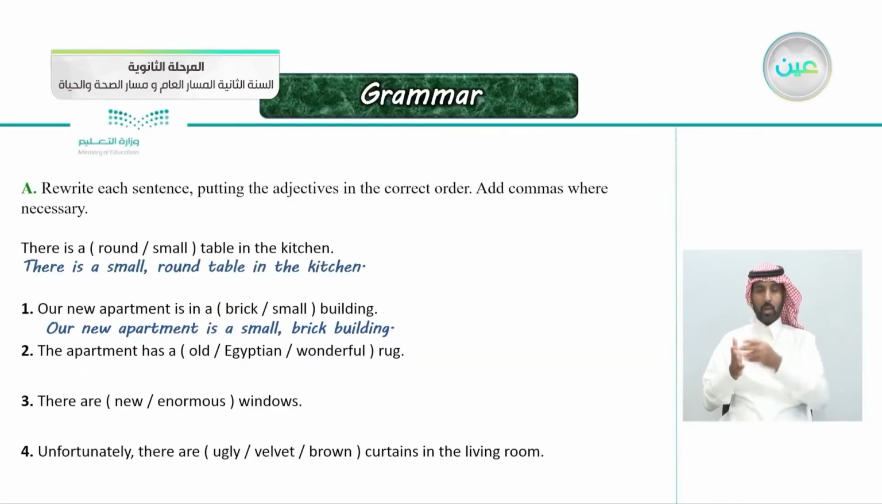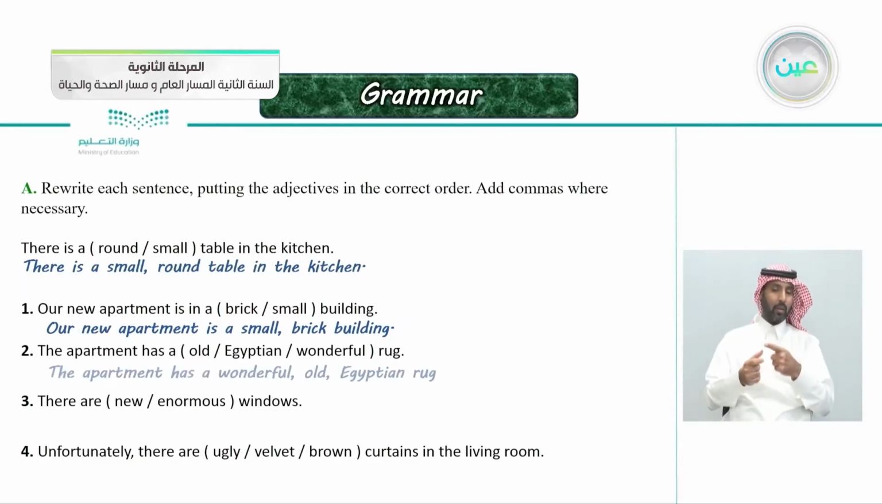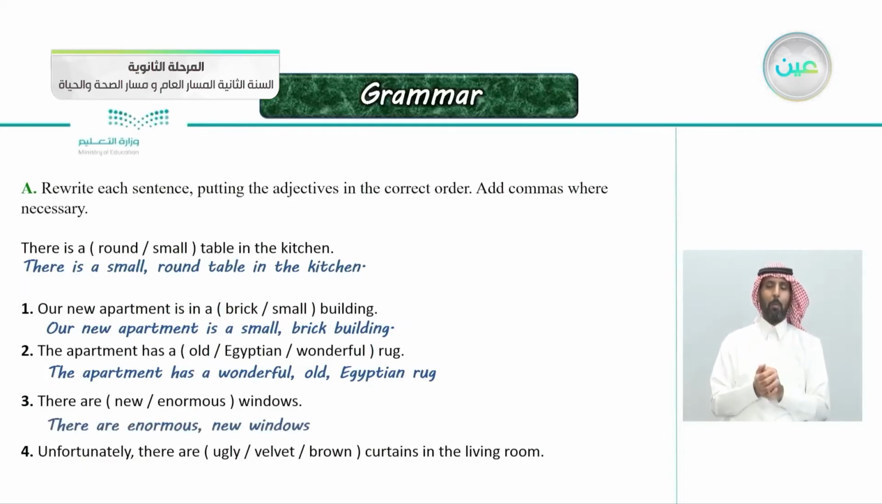Number 2, the apartment has a old Egyptian wonderful rug. So we have 3 adjectives here. So the correct answer here is yes, the apartment has a wonderful old Egyptian rug. Wonderful, opinion; old, age; Egyptian, nationality; rug. Very good. Number 3, there are new enormous windows. So the correct answer here is yes, there are enormous new windows. Enormous, size; new is for the age; windows.